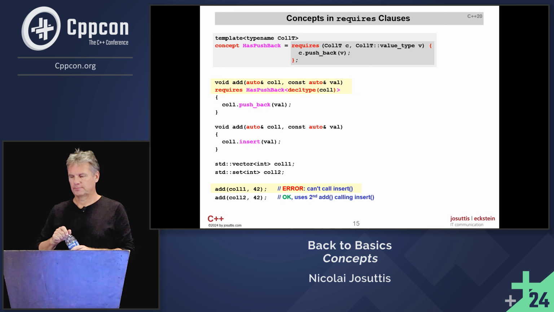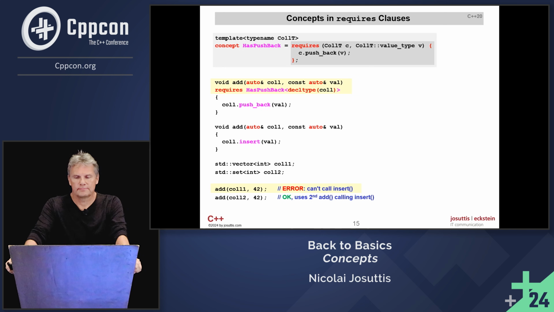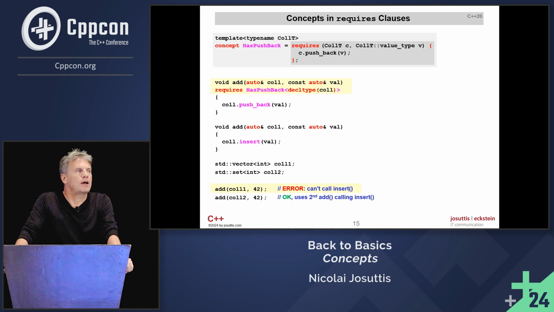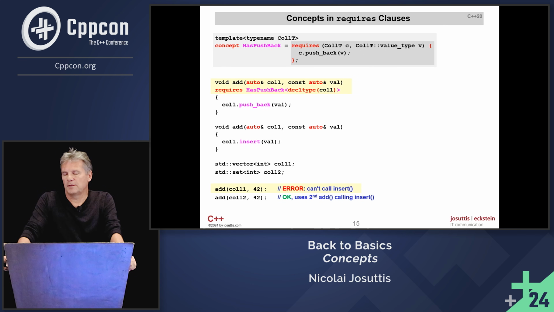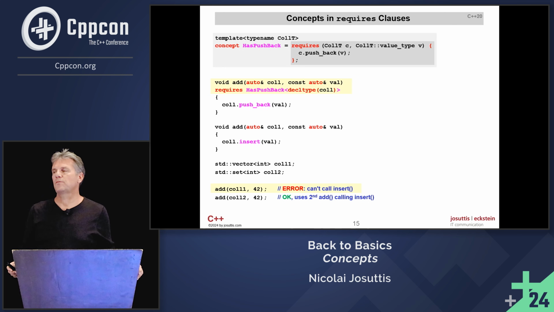Why? What is the type of coll? When I call decltype for coll, what is it? It's a reference, yeah, not an rvalue reference. It's an lvalue reference, yeah. So the type of coll is not vector of int. The type of coll here, the decltype of coll passed to has_push_back, is std::vector<int>&.